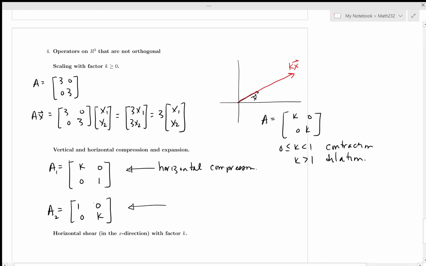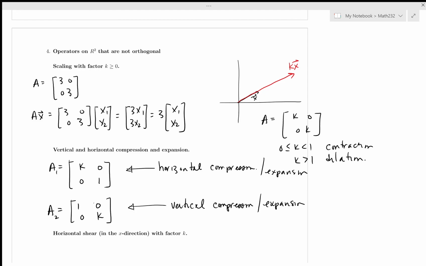There are also some really nice illustrations in the textbook. This one here is vertical compression, or it doesn't have to, I guess, be compression. It could also grow bigger, so it could be expansion. Similarly here, that is just depending on the value of k, just like in the scaling. If k is less than 1, you get a compression. If k is bigger than 1, you get an expansion.